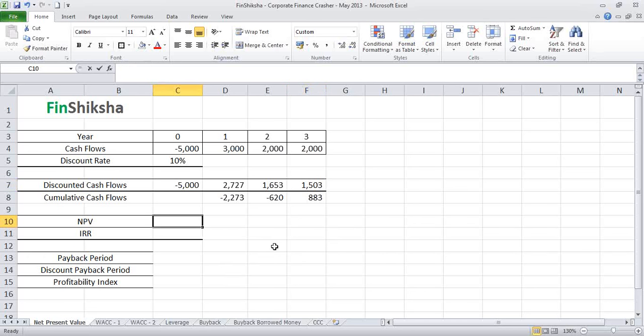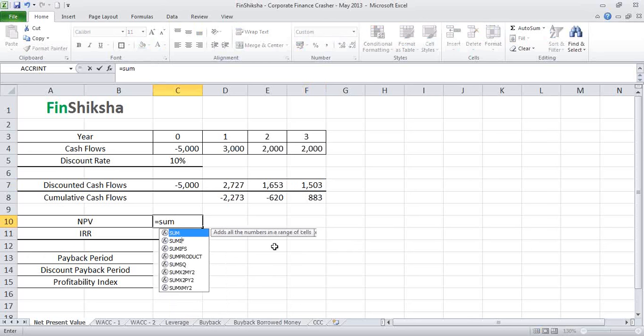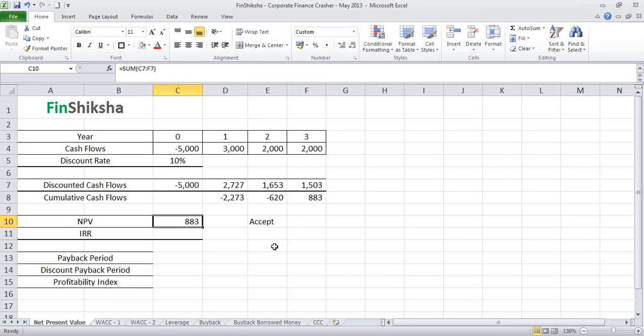NPV is equal to the sum of all these present values. So I just add up all the present values, including the outflow. The negative sign shows the investment in the project. NPV is positive, which means I invested 5,000 and ended up making some money on that 5,000. That means I should accept this project.